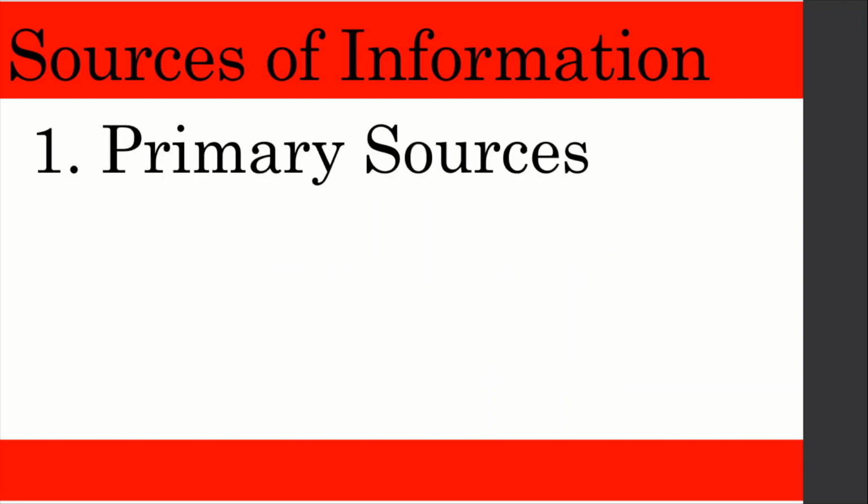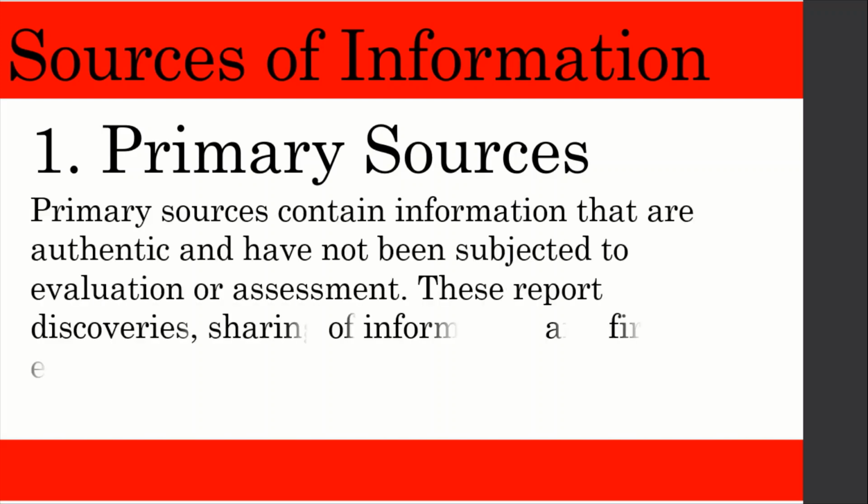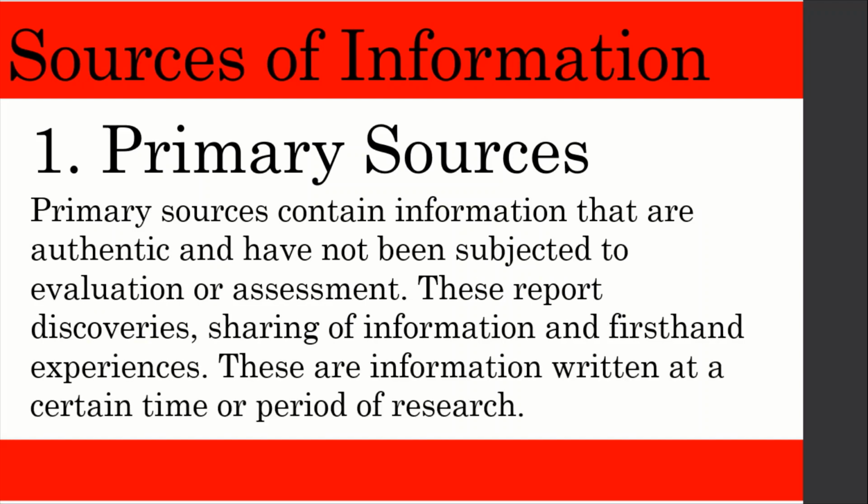First, primary sources. Primary sources contain information that is authentic and has not been subjected to evaluation or assessment. These report discoveries, sharing of information, and first-hand experiences. This information is written at a certain time or period of research. From the term itself, primary serves as the main source of information about a certain topic. Hence, they can be described as original sources.